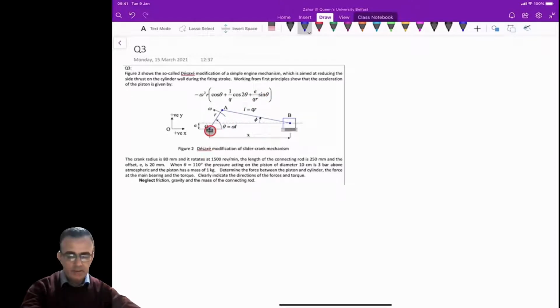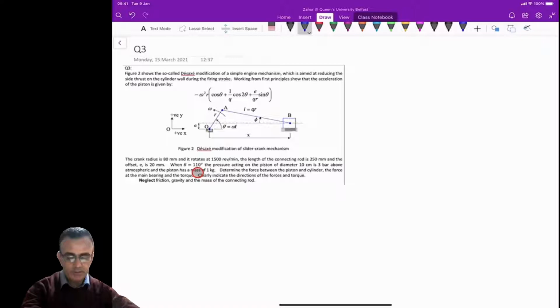In this case, as you see, the piston is along this line here, but the crankshaft center, the O point, is this point here, and the distance here is given, which is E. The crank radius is 80 millimeter, and it rotates at this revolutions per minute. The length of the connecting rod is 250 millimeter, and the offset is 20 millimeter.